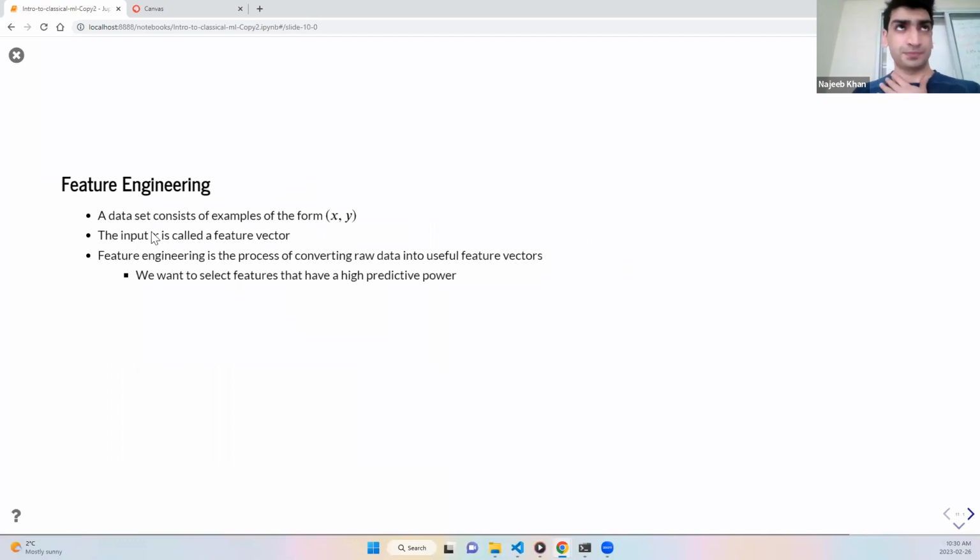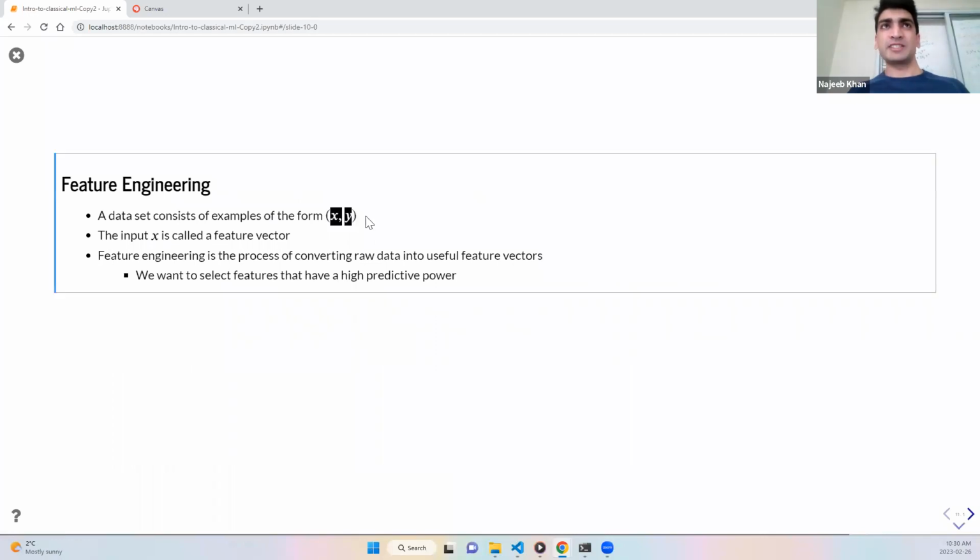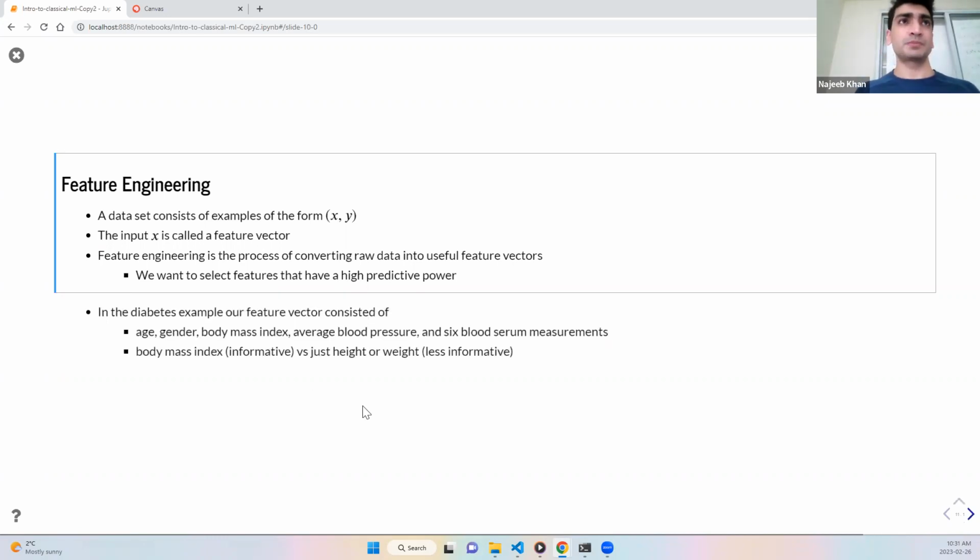Feature engineering. A data set consists of examples of the form X and Y, and as mentioned earlier, the inputs, the X's, are called feature vectors. So what is feature engineering? It's the process of converting raw data into useful feature vectors. You might have images, where the raw image pixels are the raw data, but you want to transform them into a representation that's highly predictive of the target variable.